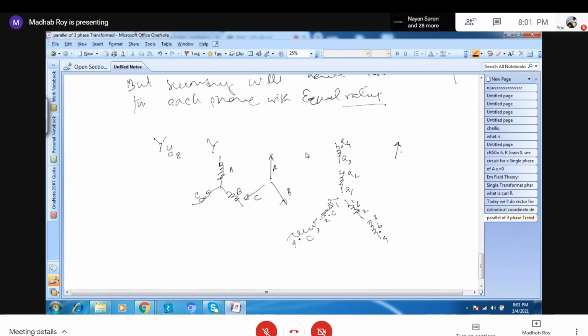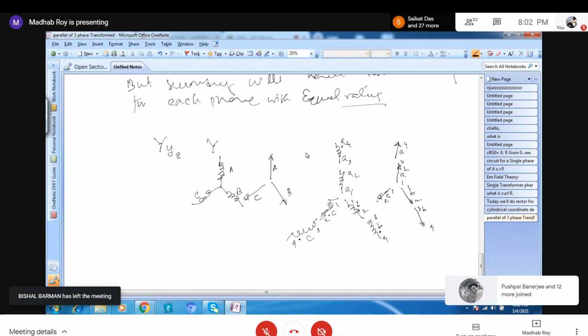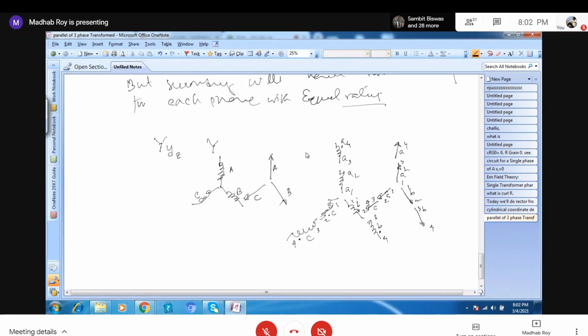This is the A4, 3, and this is the A2, 1, and this is the phasor of B1, 2. This is the phasor of B3, 4. Now this will be the phasor of C1, 2, and this is the phasor of C4, 3. So these are the phasors of the secondary side.